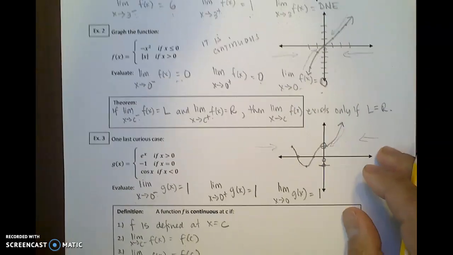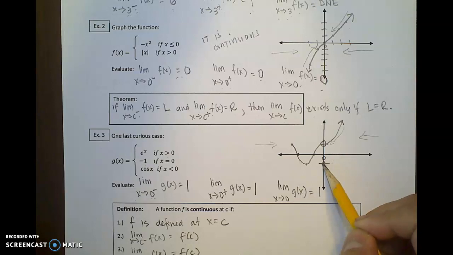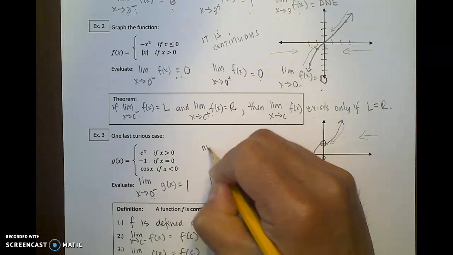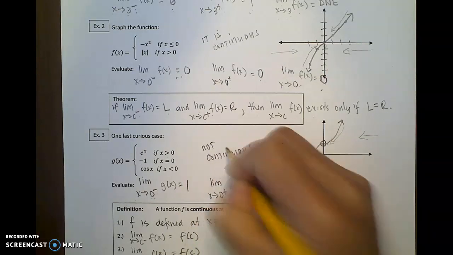Example number 3. Is the function defined at c? Yes, I have the defined output at c. As x approaches c from the left, does it equal that same output? No. Once we say no, we know for a fact that this is not continuous.